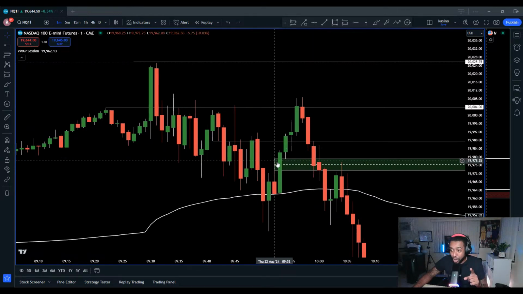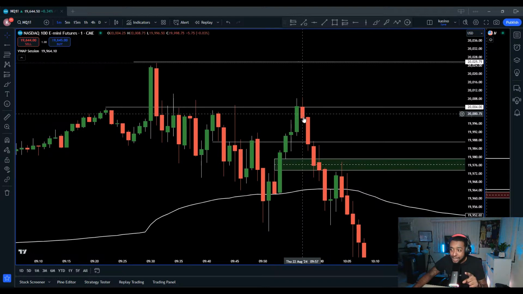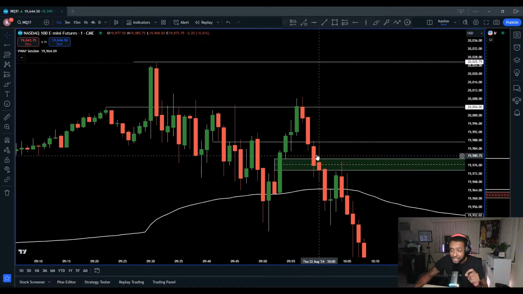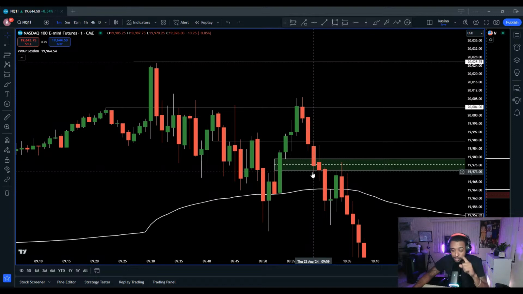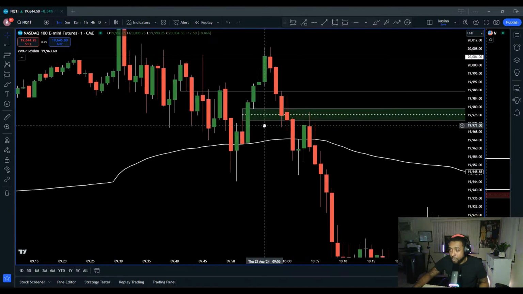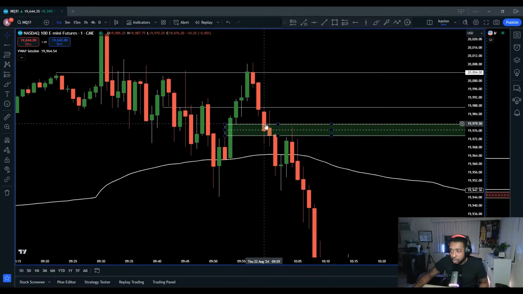So look, I drew the fair value gap. I said, okay, cool. I'm going to take the play when it first comes back into the fair value, my stop loss below, right? It came back to the fair value. Boom. Broke right through. See, what happened was I had a limit order.